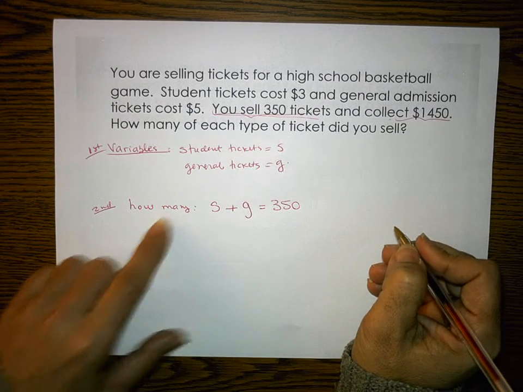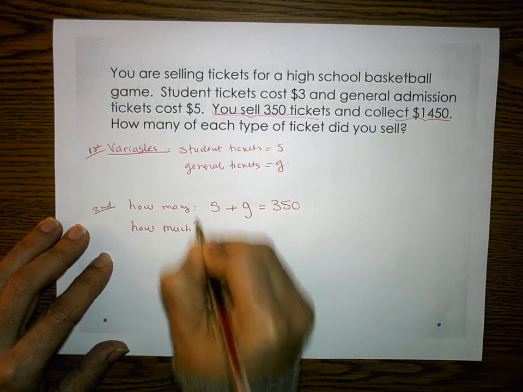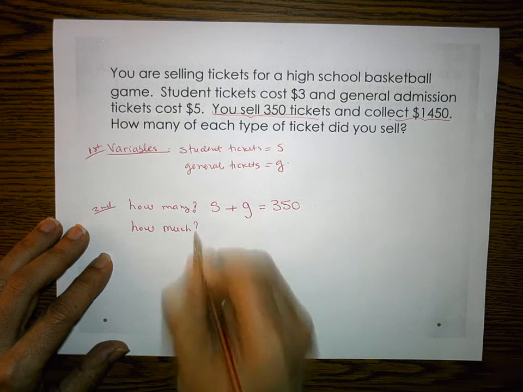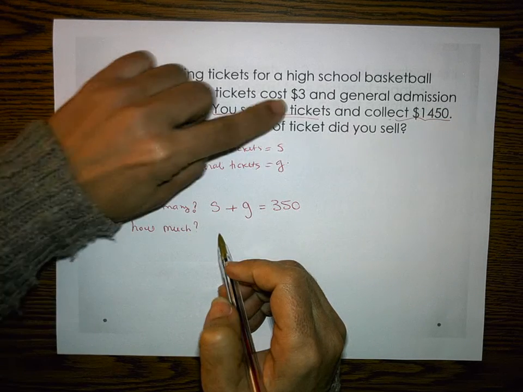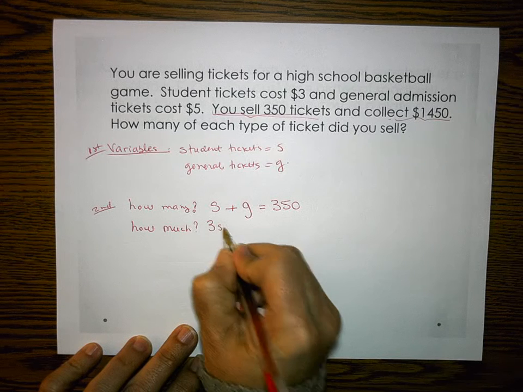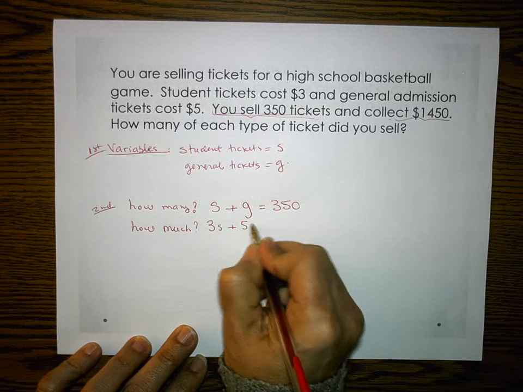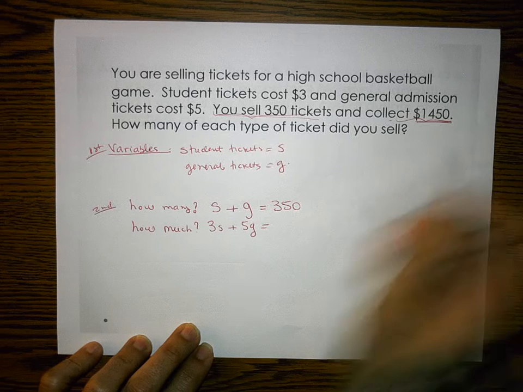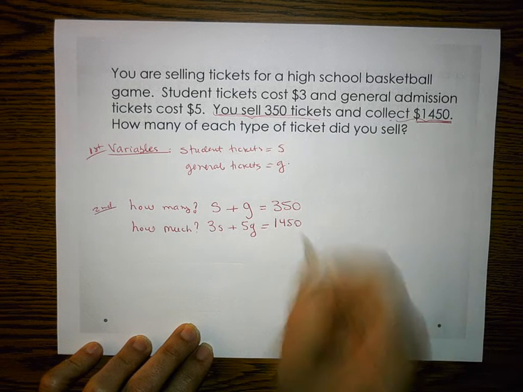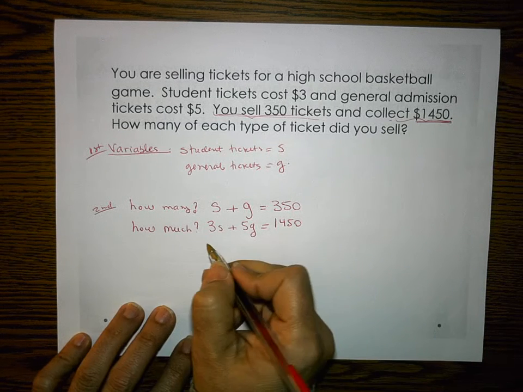Now let's talk about a second equation. How much did I make? That's a good question, huh? How much? There's a question mark right here. Well, how much do the student tickets cost? The student tickets cost $3. So 3 times S plus, how much did I charge for the general? I charge $5. So 5 times the general admission equals, how much did I make? $1,450. All right? So that's how much I made in total. So there it is, my equation 1 and equation 2.